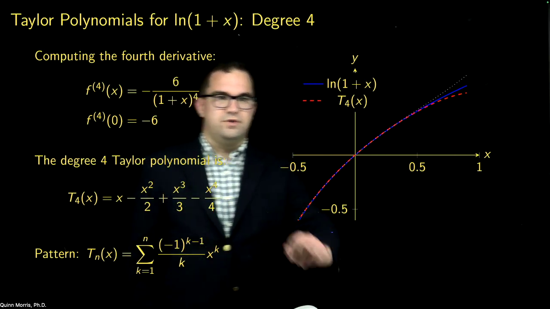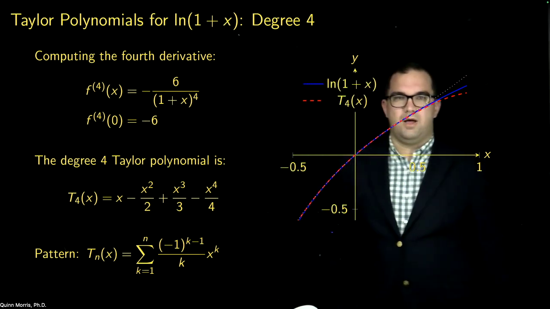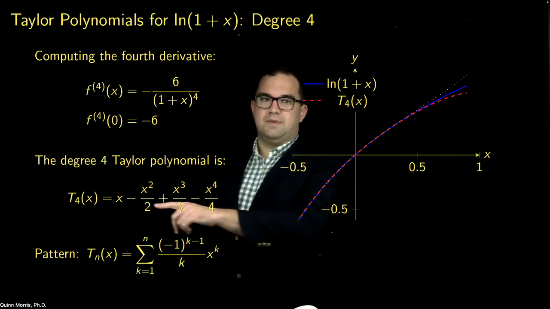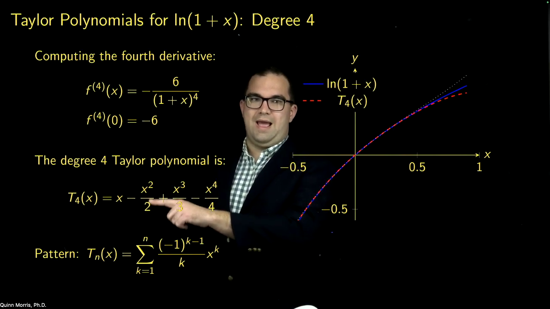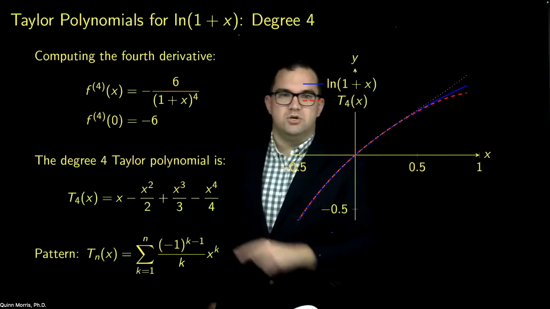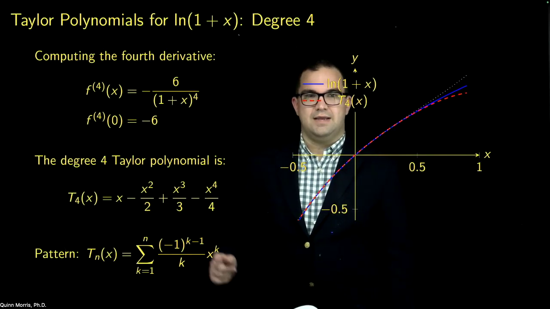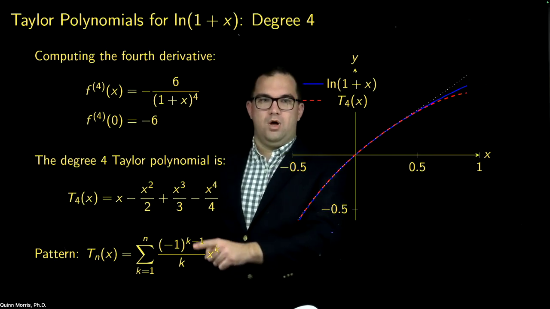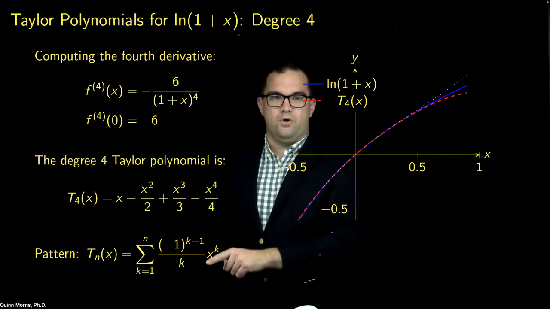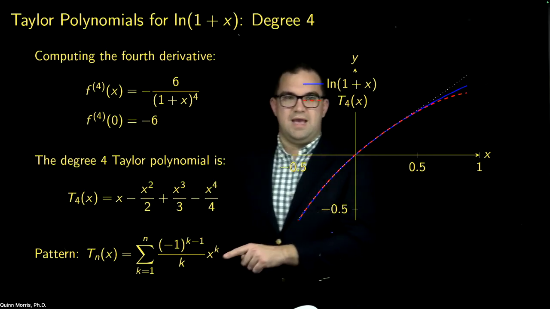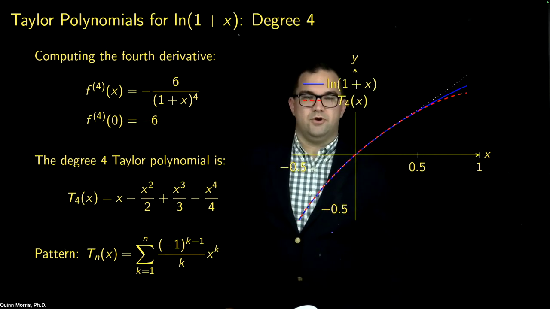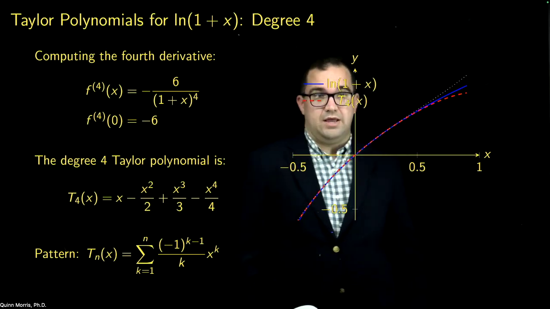And as I start to do this, here's the degree for Taylor polynomial. I start to maybe notice a pattern, right? So I've got x, and then I've got a minus 1/2 x squared, a plus 1/3 x to the third, a minus 1/4. I noticed a couple things. One is that they're alternating signs, so I'm going to have a minus 1 to some power here. The denominators are going 1, 2, 3, 4, so they're just increasing with each k. And then that k is the same as the power of x. So I can actually write out this pattern here, which holds for all Taylor polynomials of every degree.